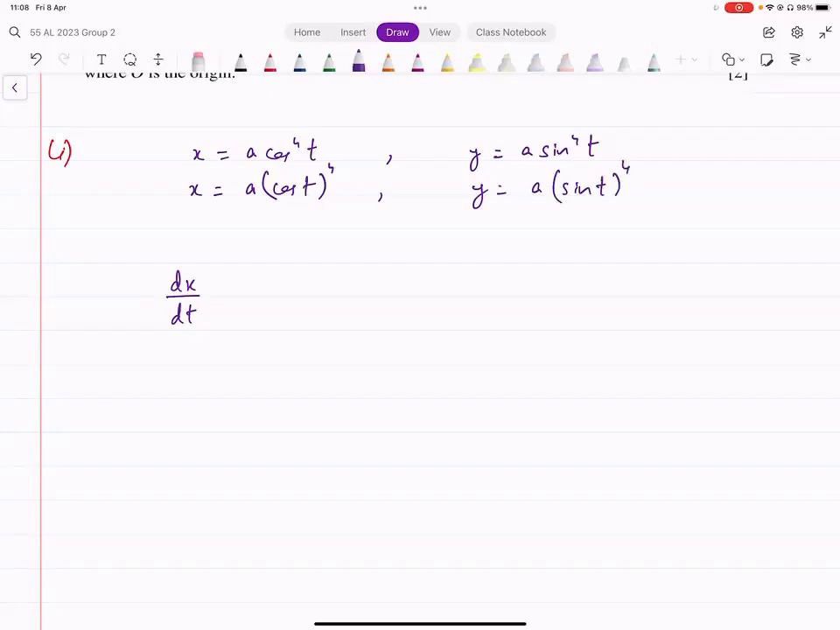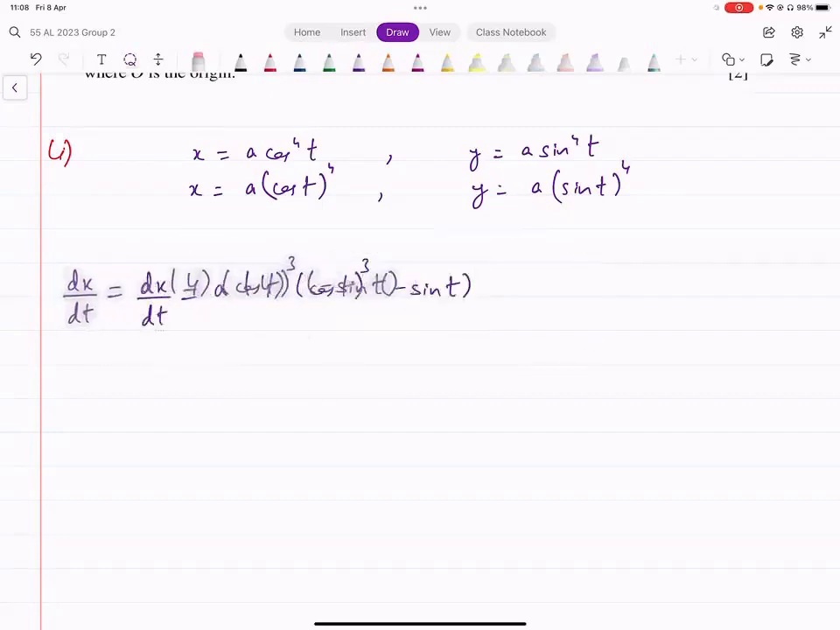क्योंकि अब आपको नजर आ रहा है clearly. Power is the outer function, so we start from that. Power 4 है. Constant जो multiply हो रहा है वो तो वैसे ही रहेगा. 4 gets multiplied. Cos t जो है वो it remains as it is. We subtract 1 from the power. And then we multiply with the derivative of what is inside the power. Cos t का derivative क्या है? It's minus sine t. This is dx over dt.